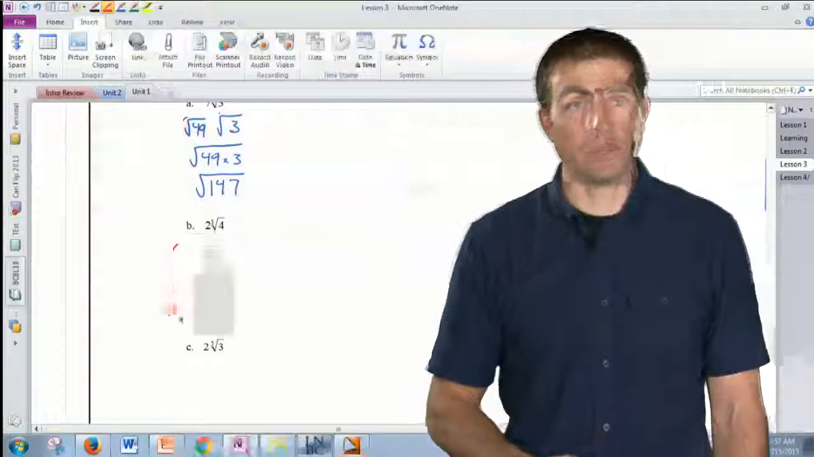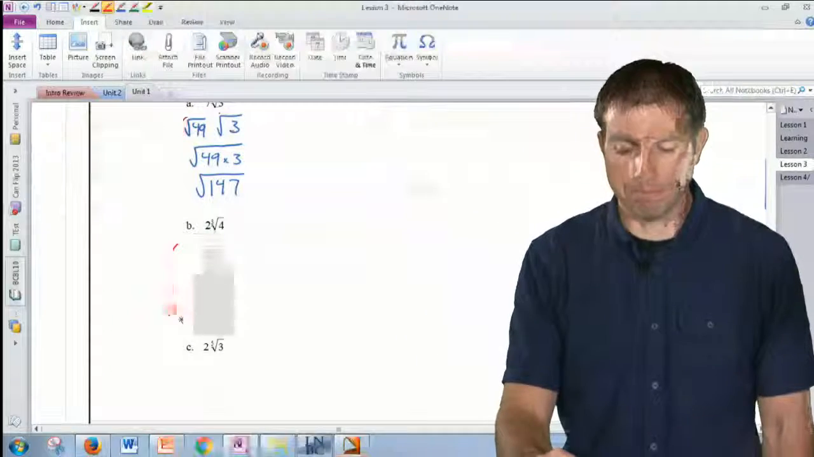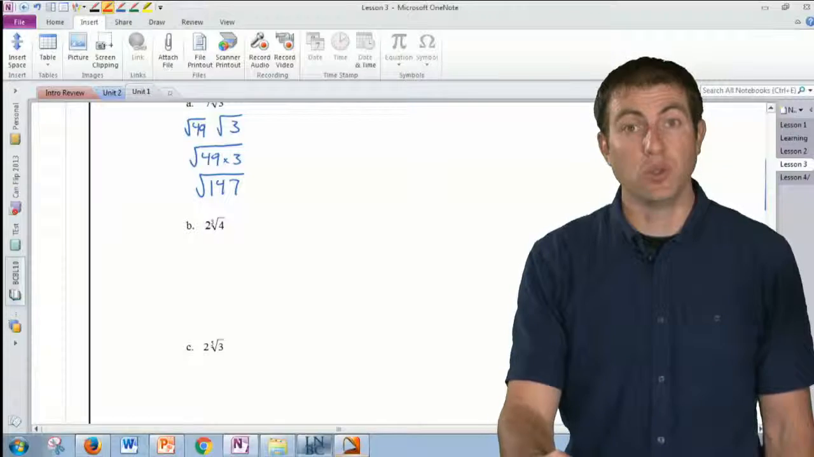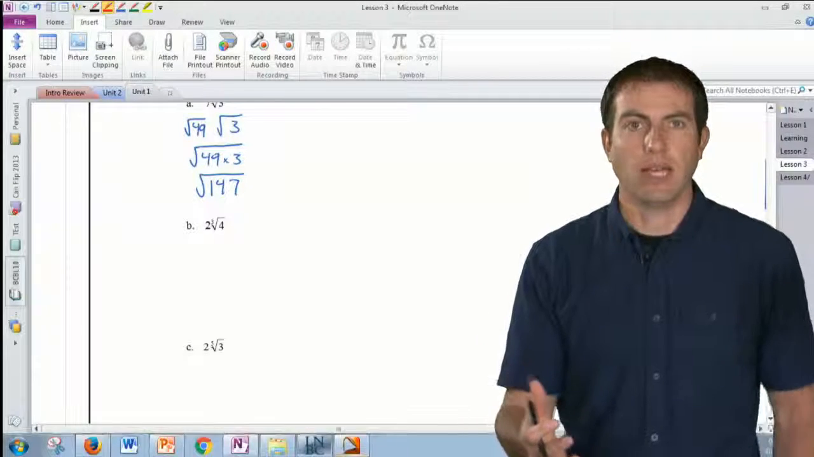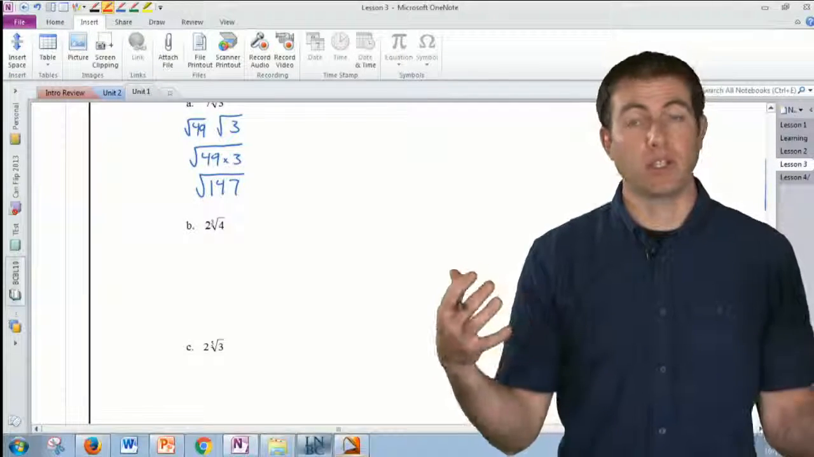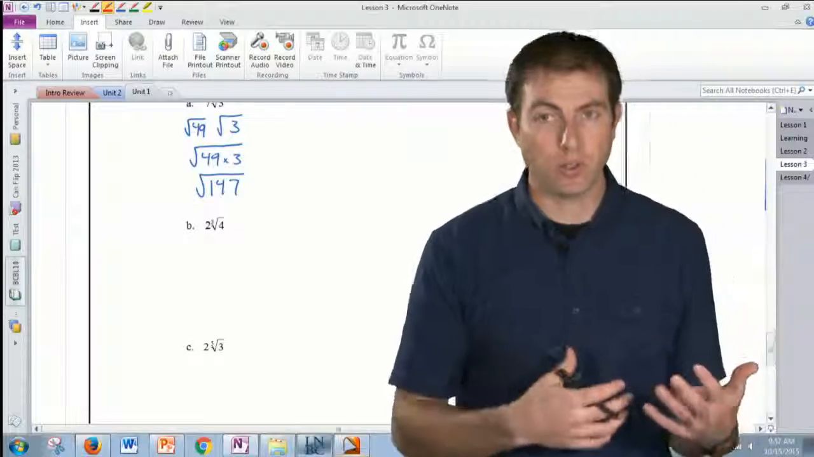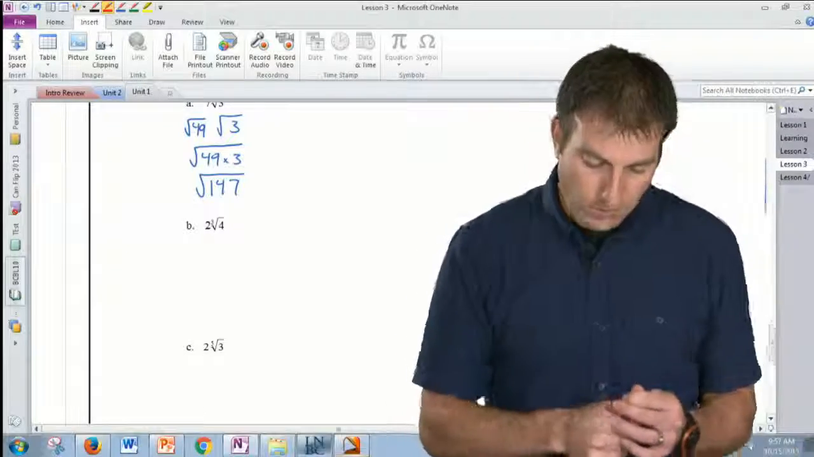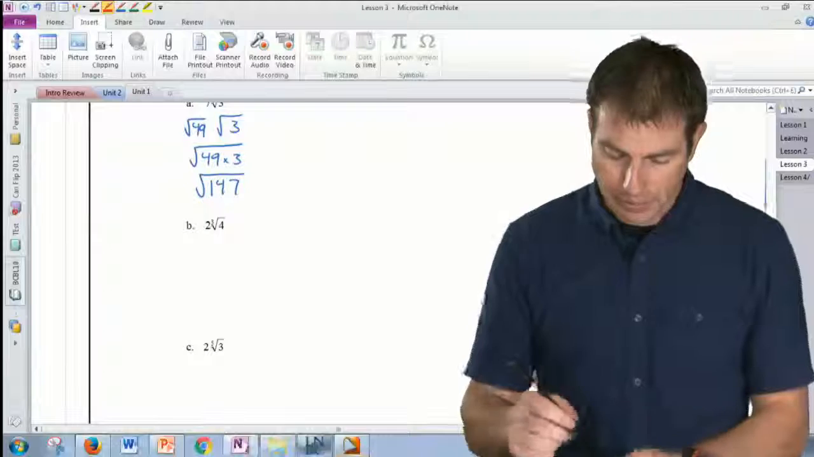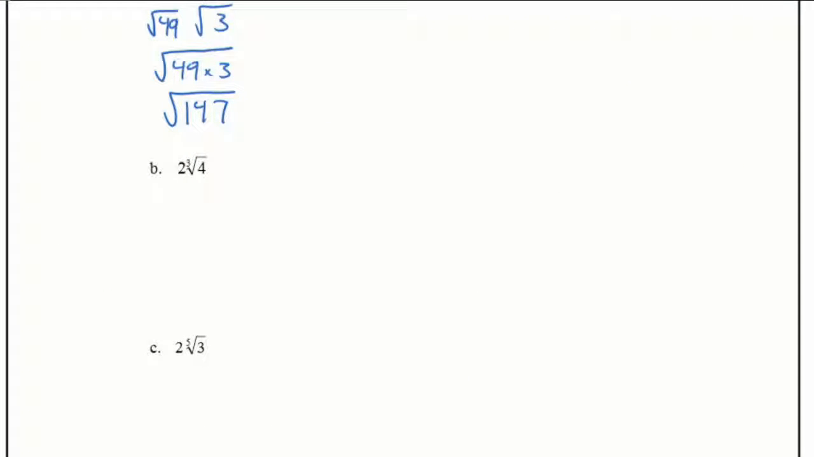This one's a cube root, so we need to think, how do I get 2 under a cube root sign? Or what number do I have to take the cube root of to end up with 2? Anybody think of that one? Probably have a good idea.